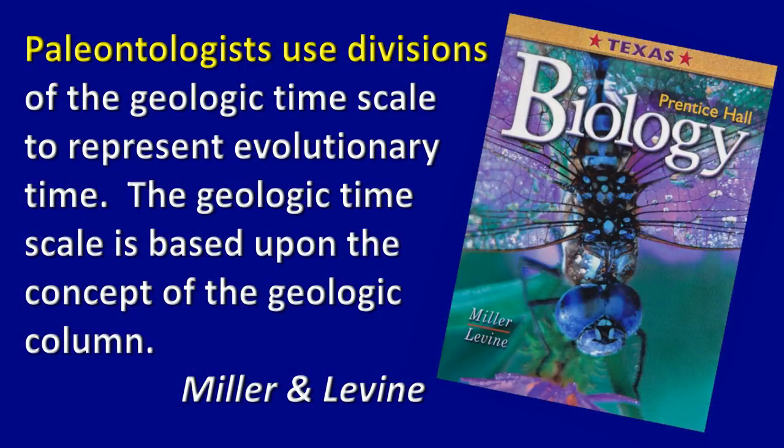How is it defined? This comes straight from the textbook that we use here in Texas by Miller and Levine. Paleontologists use divisions of the geologic timescale to represent evolutionary time. The geologic timescale is based upon the concept of geologic columns. Kind of circular reasoning there, isn't it, when you look at that definition. But in fact, the geologic column was not invented by evolutionists. So to use that definition is kind of silly, because that's not how the geologic column even came into existence. It wasn't used to represent evolutionary time. That's not how it was designed. But yet that's what you'll see in your textbooks.